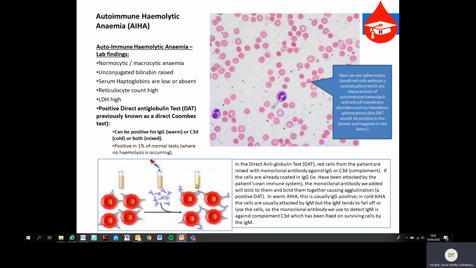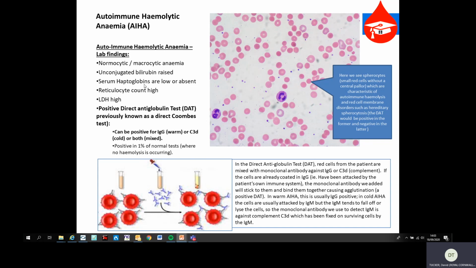And finally, something called haptoglobins. Haptoglobins are proteins in the blood which will mop up any free hemoglobin. Free hemoglobin is not wanted in the blood. It's a little bit toxic. So your haptoglobins absorb it, mop it up. And if they are diminished or absent, that tells us that there's hemolysis going on. And it doesn't take long for you to exhaust your haptoglobins.